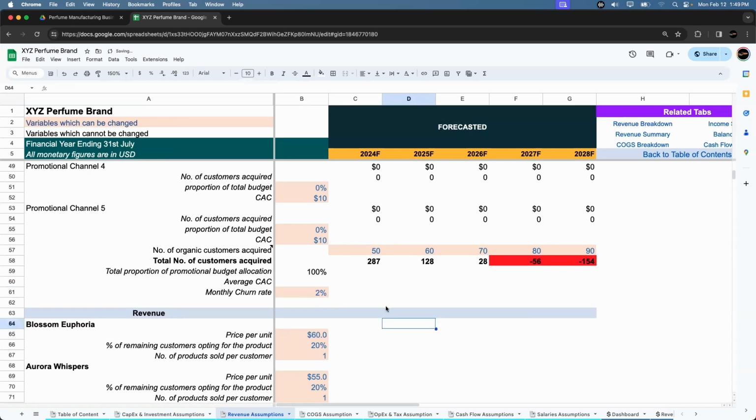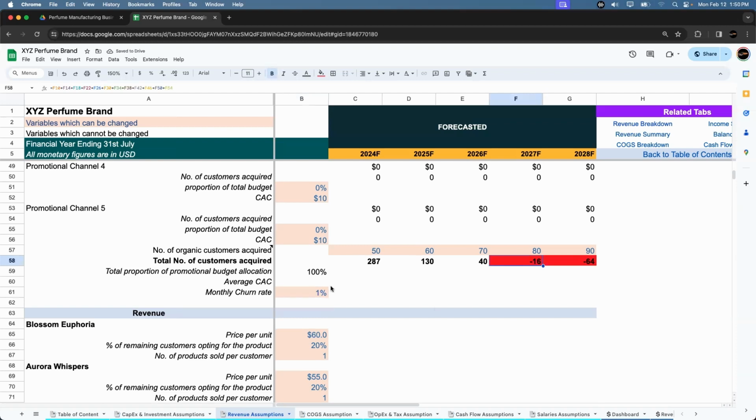So if you have a lower churn rate, it's going to impact your revenue positively, because if you have fewer customers going away from you, and if you have more repeat customers, then it's a good thing for your business. So let's make this 1%. So if you make this 1%, as you can see, instantly this has become less negative. Before it was like this, now it's like this. Now let's make this 0.5%. So this is one of the ways to make the business profitable.